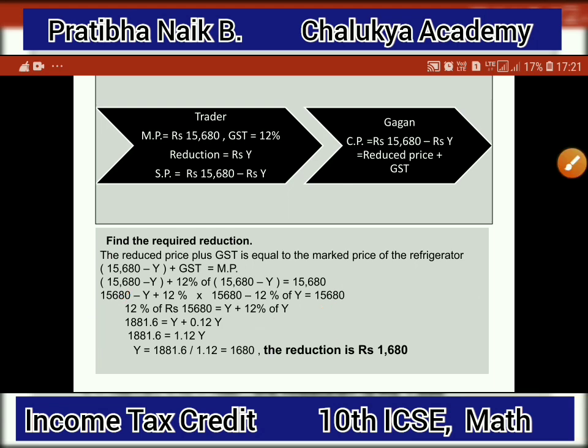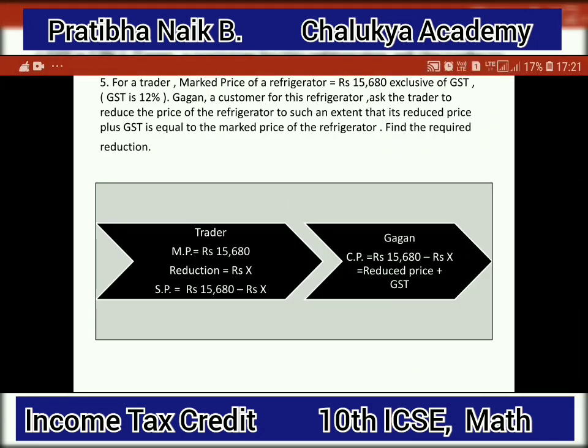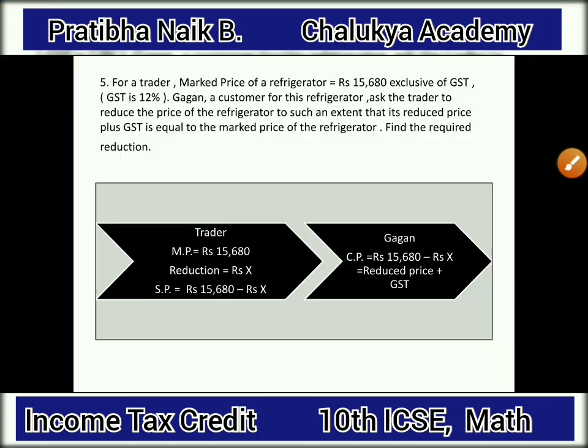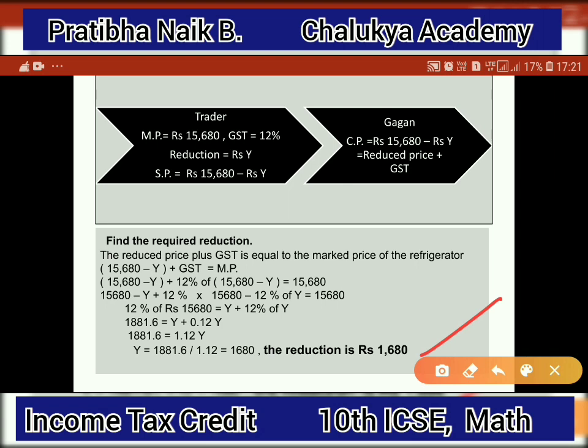So in the final calculation we get the reduction in the price as rupees 1,680. So dear student, what we needed to find out here was the required reduction, which we have done. So this is our final answer, that is the reduction given by the trader to Gagan, so that his total cost will be the sum of the reduced price and the GST paid by him.